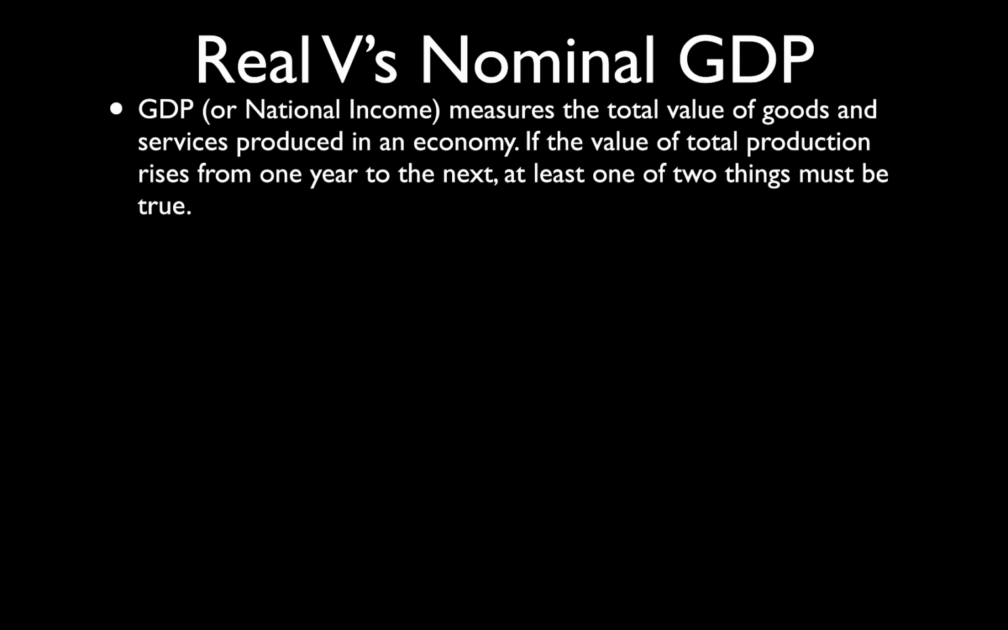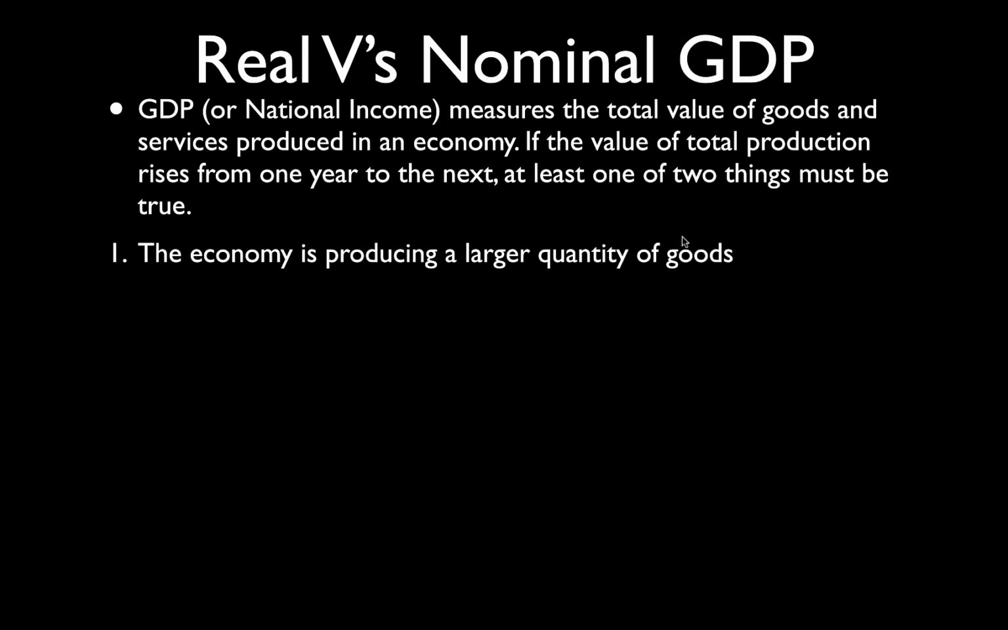So what I'm going to say now is this idea of real national income or real GDP up the top here versus nominal national income or nominal GDP. So GDP or national income measures the total value of all goods and services produced in an economy. If the value of total production rises from one year to the next, well, at least one of 2 things must be true. The economy is producing a larger quantity of goods and services. That's economic growth. The definition of economic growth is an increase in the total quantity of all goods and services produced from one year to the next, or from one period to the next. We want that. That's good.